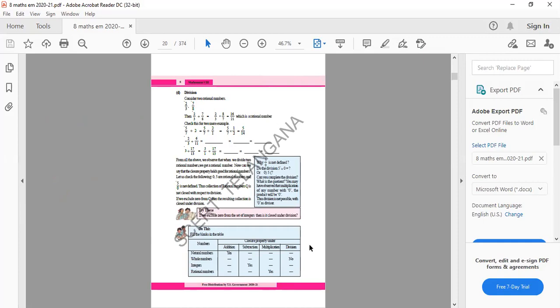They mention one chart. This chart will be useful for you. You need to concentrate on this chart, it is enough. Numbers: for natural numbers, addition is possible. Subtraction is not possible. Multiplication is not possible. Division also not possible. Then whole numbers, these are not possible. Fill the table with this.